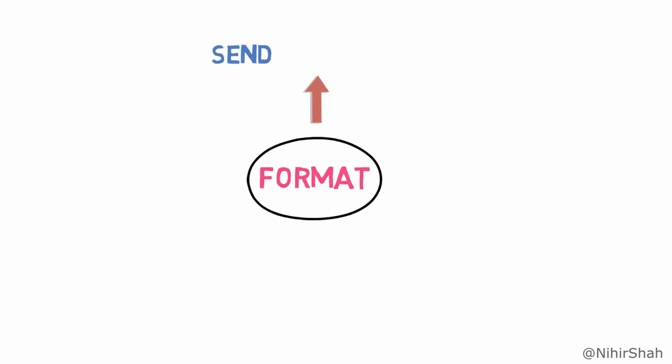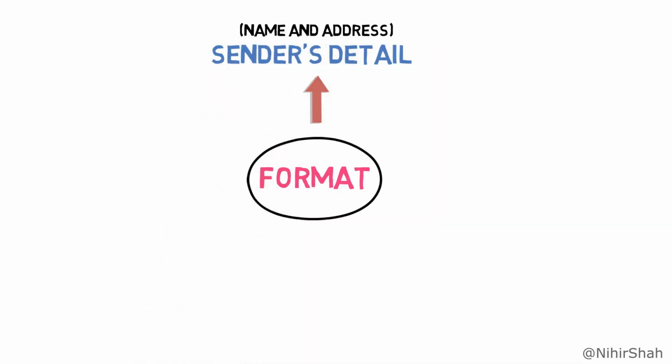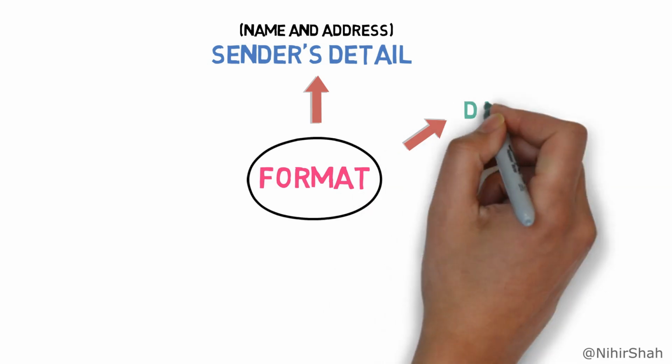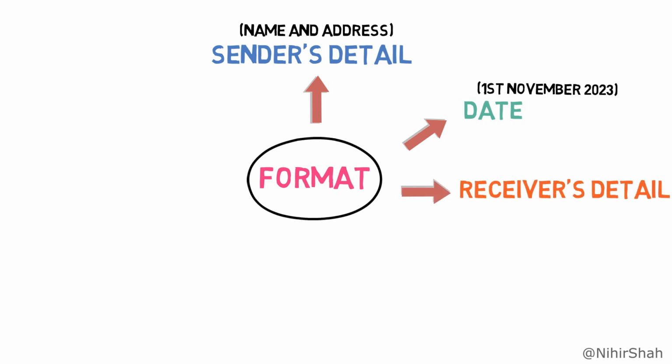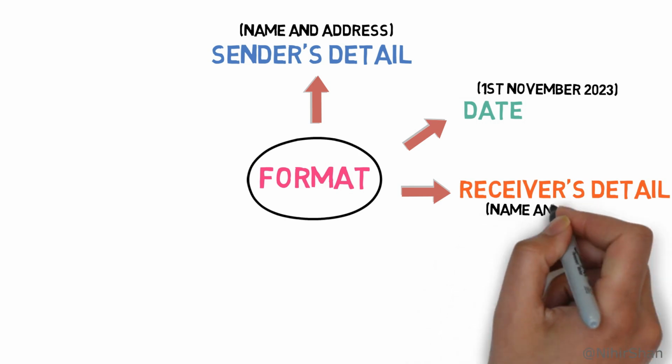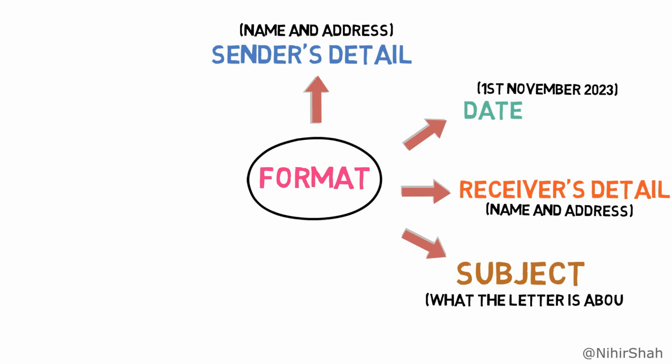First, we need to write the sender's details. Here, the sender's name and address will come. Number 2, date on which the letter is written. For example, 1st November 2023. Number 3, receiver's detail. Here, receiver's name and address will come. Number 4, subject. It is used so that the reader immediately knows what your letter is about.